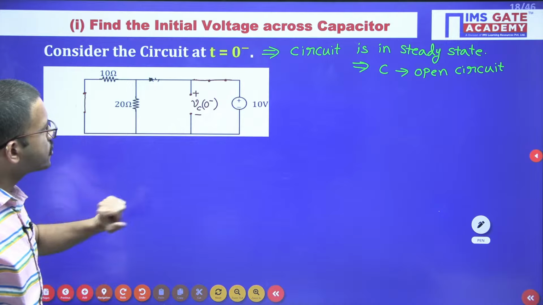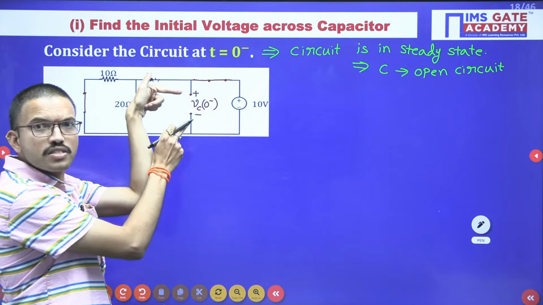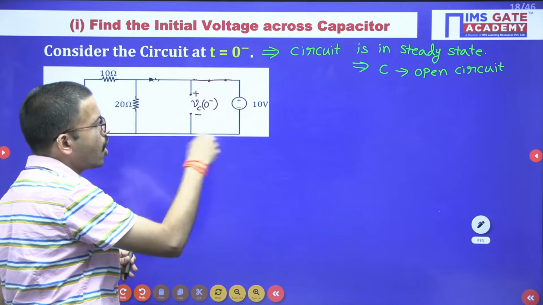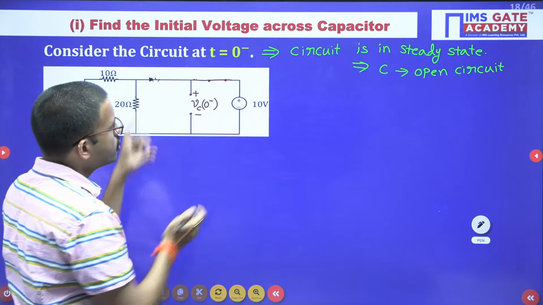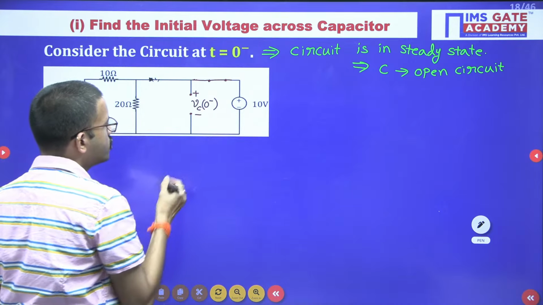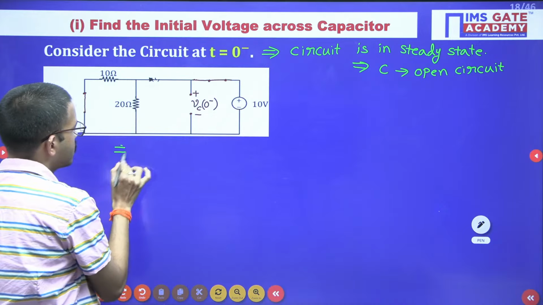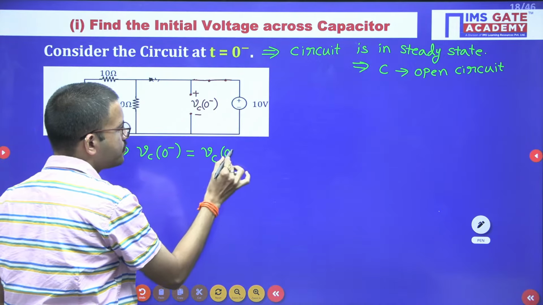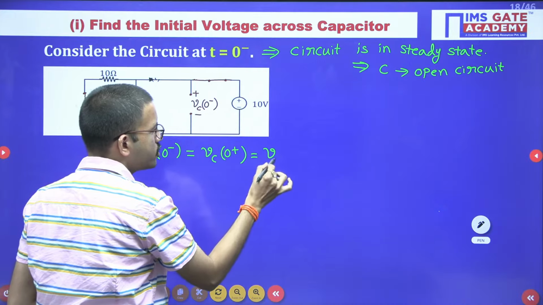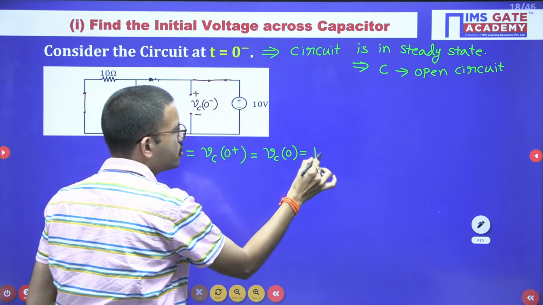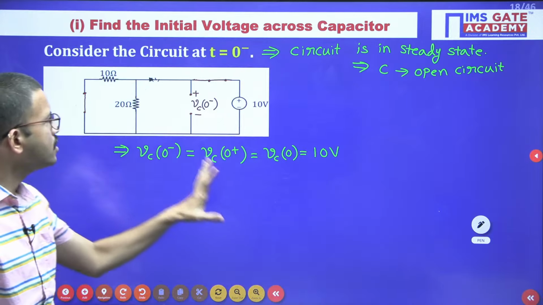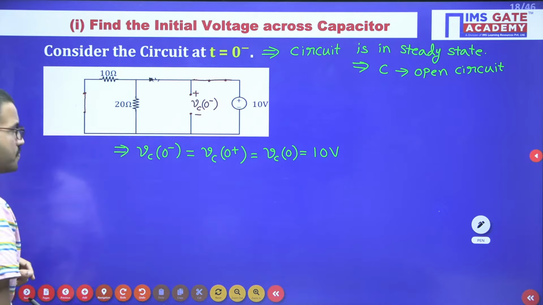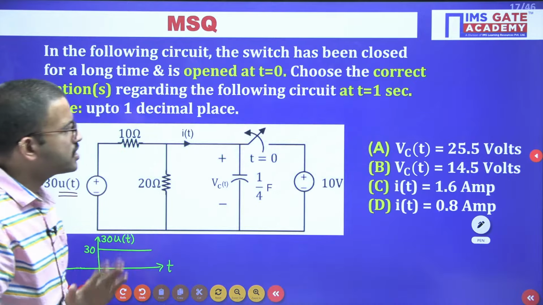Now just observe this circuit diagram. We have to find the voltage across these two terminals. If you directly observe, all these points are same. Similarly, all these points are same. So Vc of 0 minus you can directly write equal to 10 volts. Vc of 0 minus is equal to Vc of 0 plus is equal to Vc of 0, the initial voltage, all are same, equal to 10 volts. In this way, we have to find the initial voltage by considering the circuit at t equal to 0 minus.